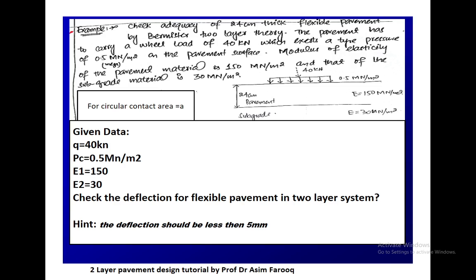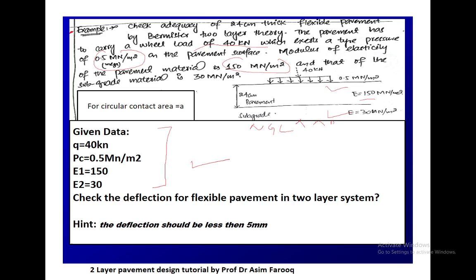We have another example where we would like to check the suitability of a 24 centimeter thick flexible pavement. According to the two-layer system, the pavement has to carry a wheel load of 40 kilonewton, which exerts a tire pressure of 0.5 on the pavement surface. The modulus of elasticity for the material as well as for the subgrade is already given. So first of all, we have the given data which we already mentioned here.